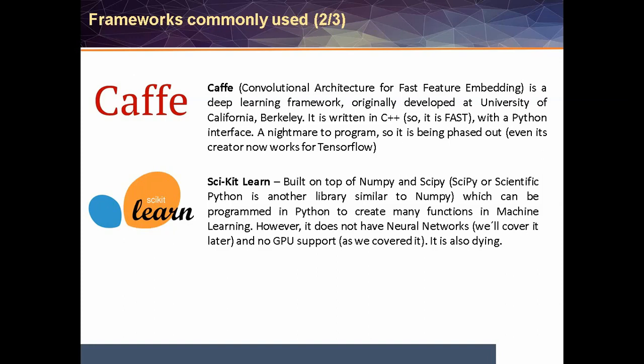Scikit-learn, that's another thing that is still being used. It is built on NumPy and SciPy. SciPy, or Scientific Python, is an analysis library similar to NumPy. I didn't cover it because it's used just by scientists really, like biologists, physicists, and stuff like that. But scikit-learn does not cover neural networks and has no GPU support. For me, it's also a dead end. Okay. Also, I don't like it.